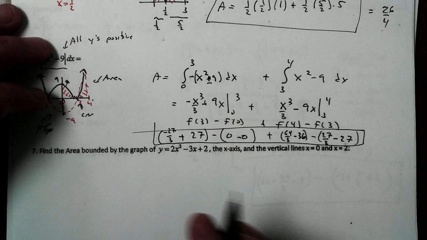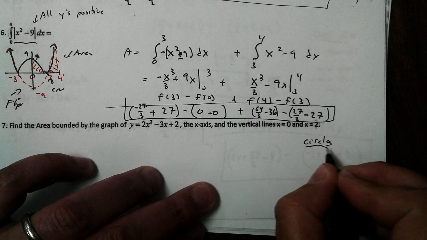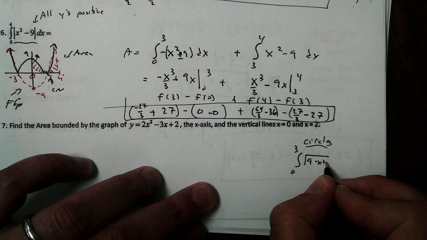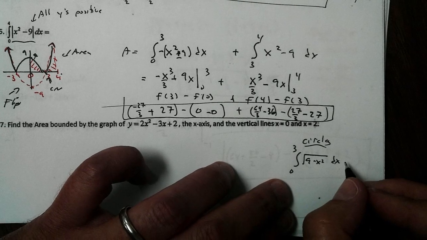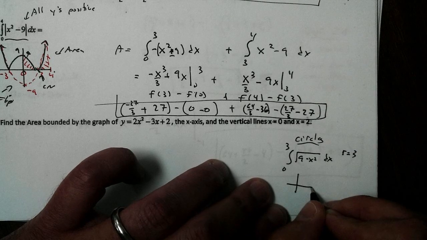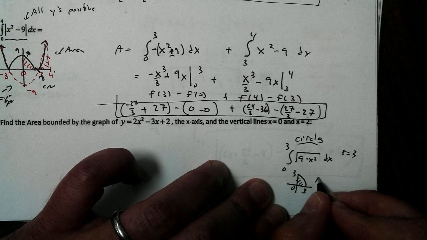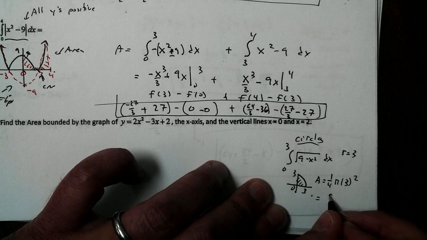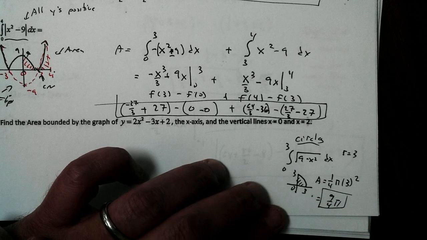Alright. There is one more that we always do. Circles. If I'm asking you to find the area from 0 to 3, you're going to see this on the test, the integral of the square root of 9 minus x squared dx, where this is a circle with radius 3. Just draw it. I'm only interested from 0 to 3. So if I want to find that area, this is a quarter of a circle, pi times 3 squared over 4, or 9 over 4 pi. And there we have it.